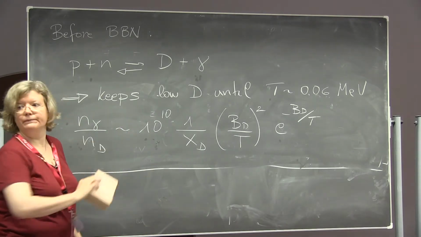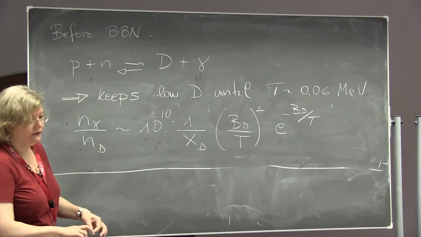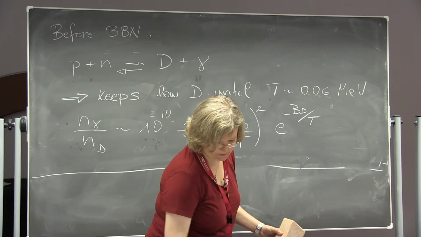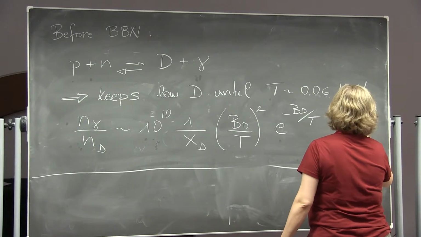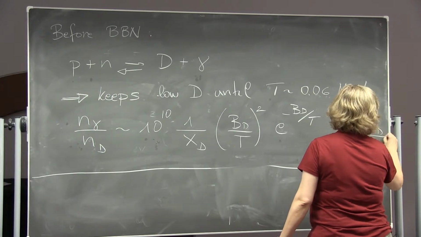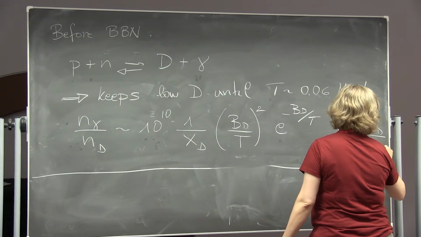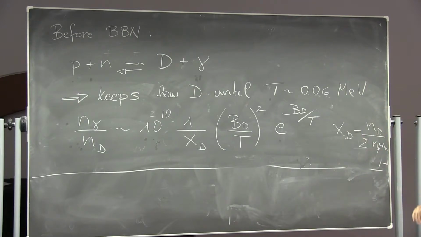for nuclei. Sorry, what was X of D? X of D is the density of deuterium in units of the density of protons, if I remember correctly, or no, it's the number density of deuterium divided by the sum over all the baryon densities. So n proton plus n neutron plus all the possible ways you can distribute the baryon number, if you want.